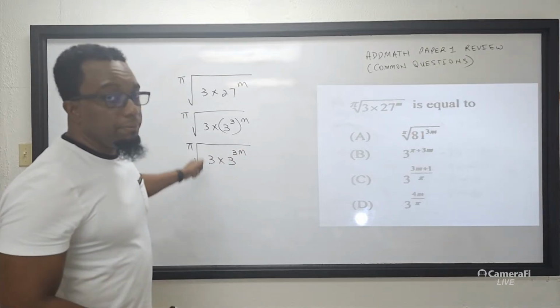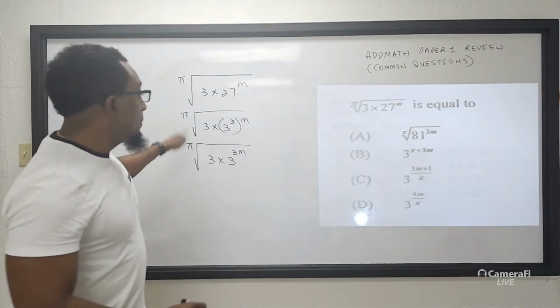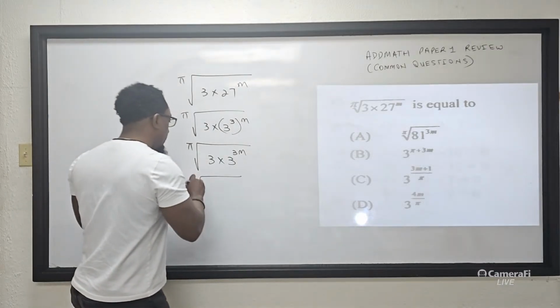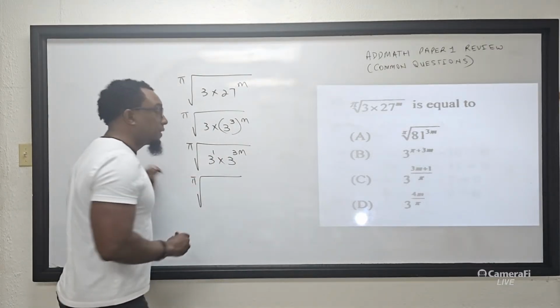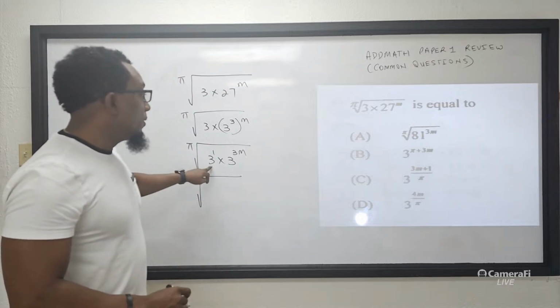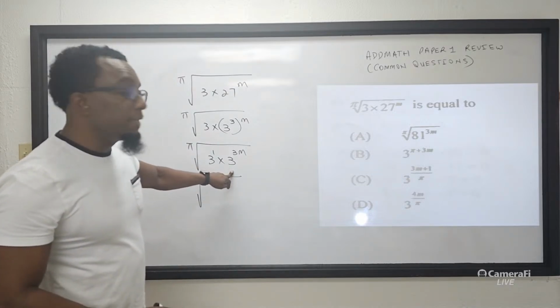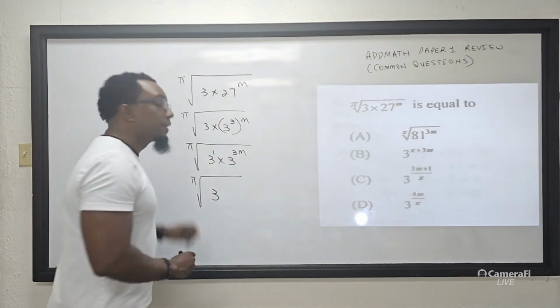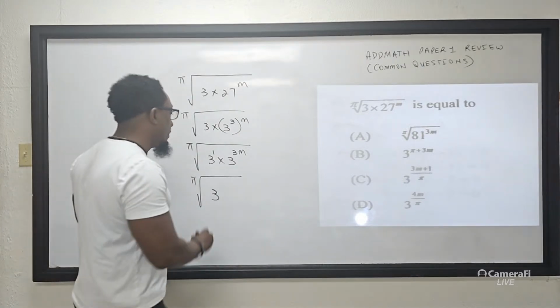And now let me simplify further what I have under my pi root symbol. So this will be the pi root, a power of 1 is understood here, and I'm applying my law of multiplication of indices. So once I have the same base, I maintain the base 3. And the powers I must add, 1 plus 3m.